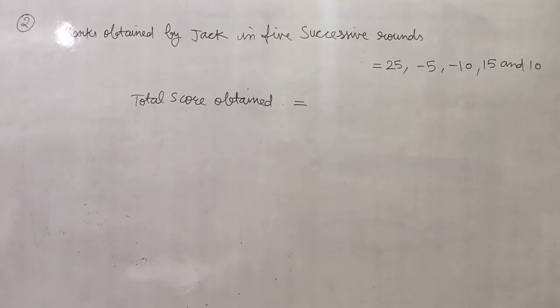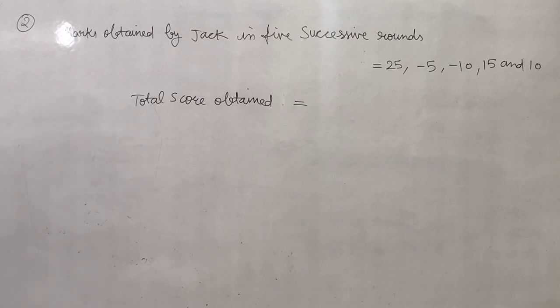Now question number 2. Question number 2 is very easy. In a quiz, positive marks are given for correct answers and negative marks are given for incorrect answers. If Jack's scores in 5 successive rounds were 25, minus 5, minus 10, 15 and 10. These are the marks obtained by Jack in 5 successive rounds. Successive means one after one. So we have to find the score obtained by Jack at the end.